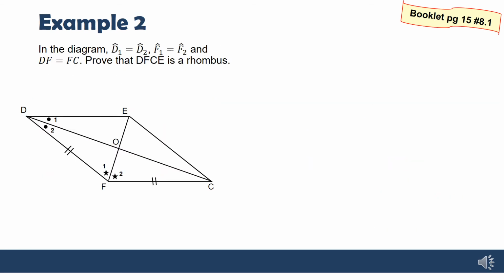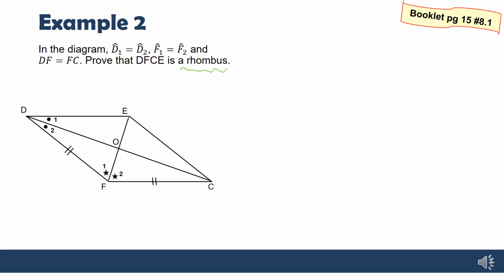Our last example today comes also from your booklet, this time page 15, number 8.1. In this example, it's a little bit more challenging because firstly, we're not given any numbers, so we're only going to use the properties. And secondly, we haven't been told anything about the shape. The only thing I can see is that it has 4 sides, so obviously it's a quadrilateral. And they want us to prove that it's a rhombus.